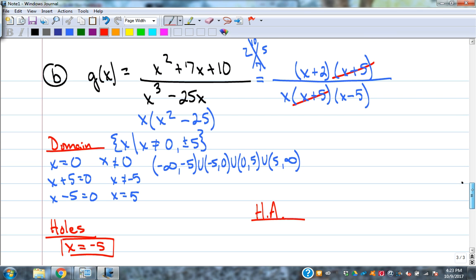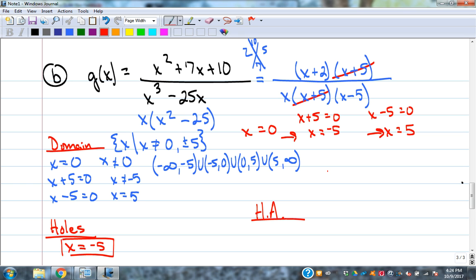We canceled out the x plus 5, right? So if you set x plus 5 equal to 0, you get x equals negative 5. If you set x minus 5 equal to 0, that's where we get x equals positive 5. These are your possible vertical asymptotes, the equations where x is by itself.